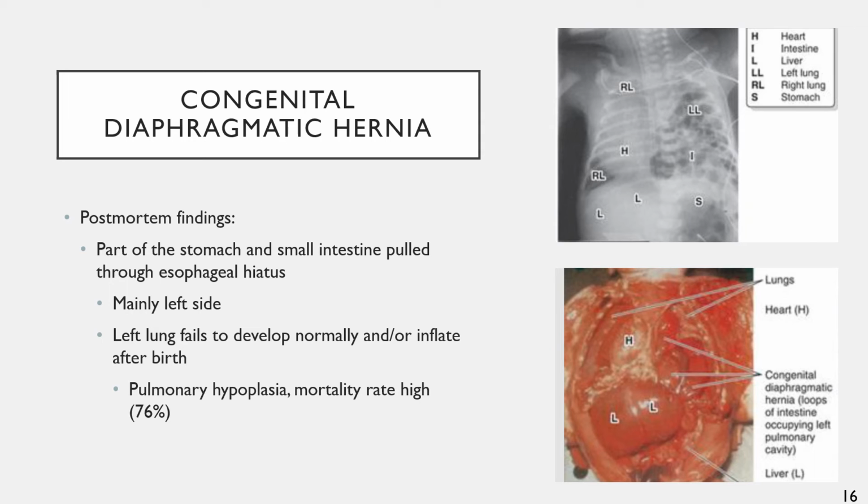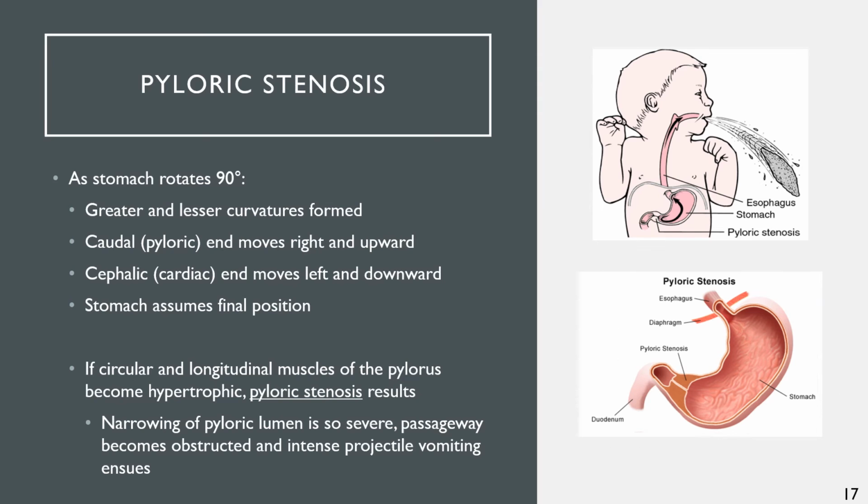So the prenatal space of the pulmonary cavity is obviously quite limited, so if abdominal contents are occupying it, in this case the stomach and small intestine, one lung, usually the left in these cases, doesn't have room to develop normally or inflate after birth, which accounts for the very high mortality rate in these infants, around 76%. Given that, as a forensic PA, we would be seeing these findings post-mortem. And there's a great image here displaying a congenital diaphragmatic hernia occupying the left pulmonary cavity.